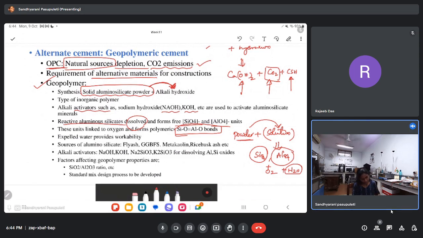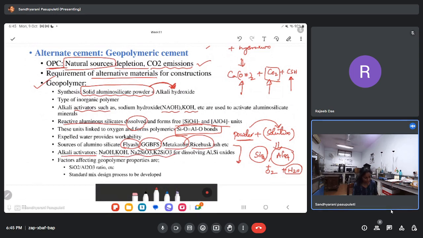These aluminosilicates are usually obtained from fly ash, GGBFS, metakaolin, rice husk ash, etc. We know these are products from industry. These are not natural resources. Thereby we are also utilizing the waste products from the industry, and we are trying to provide better cementitious properties. We also said that these aluminous silicates need to be activated by alkali activators. So here we have provided a few of the alkali activators.